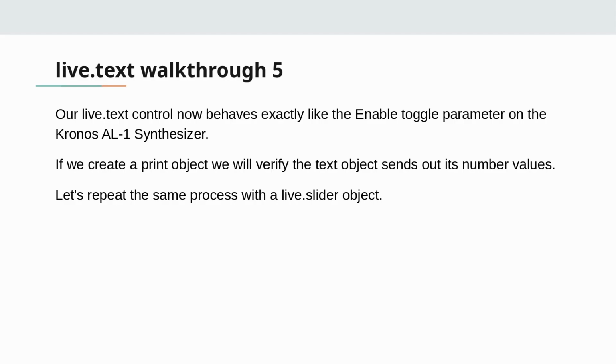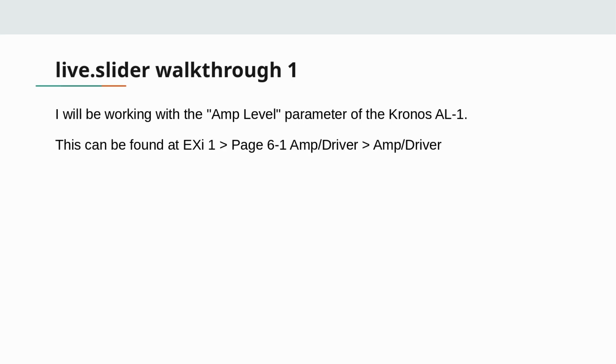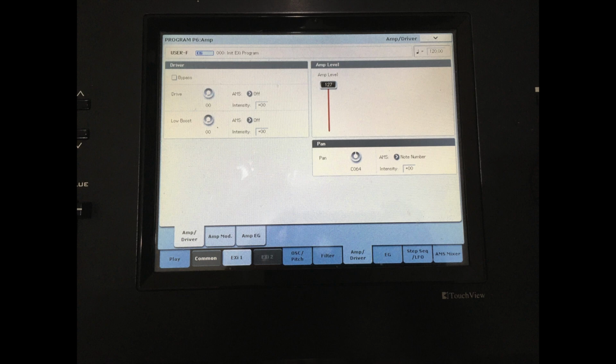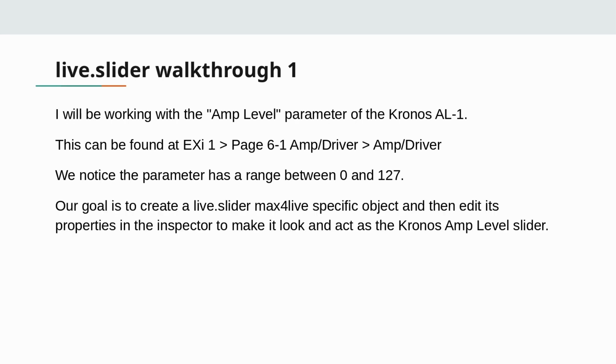Let's repeat the same process with the live.slider object. I will be working with the amp level parameter of the Kronos AL1. This can be found at EXI1, page 6.1, amp driver. We notice the parameter has a range between 0 and 127. Our goal is to create a live.slider Max for Live specific object and then edit its properties in the inspector to make it look and act as the Kronos amp level slider.